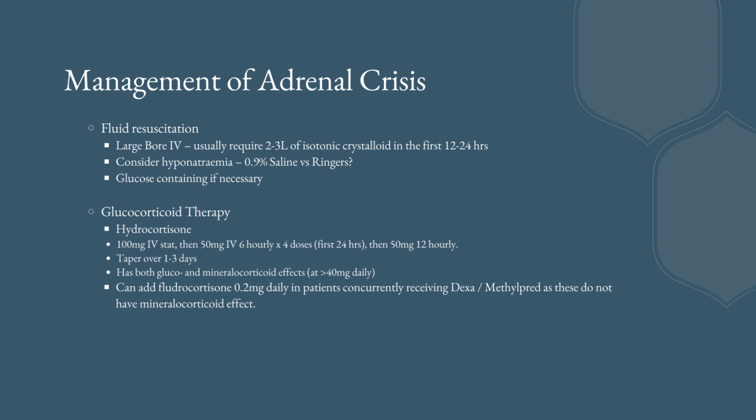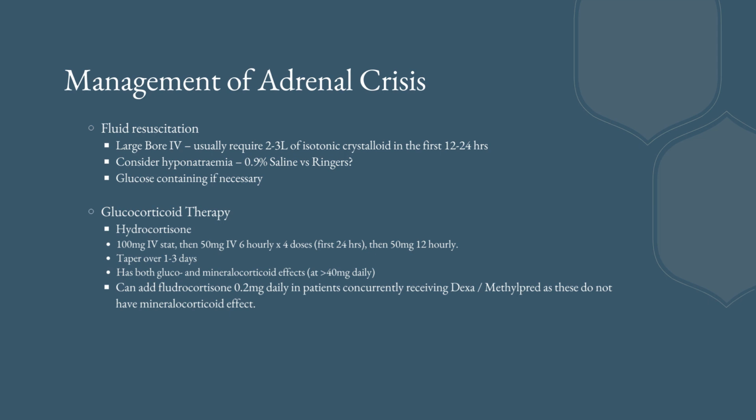And then weaning to 50 milligrams 12 hourly and then tapering over 1 to 3 days, although there's no clear guidelines on how to taper these patients. And that's the point that you would then start the patient again on their pre-existing oral therapy. So it's important to note that you can add fludrocortisone, 0.2 to 0.5 milligrams daily.